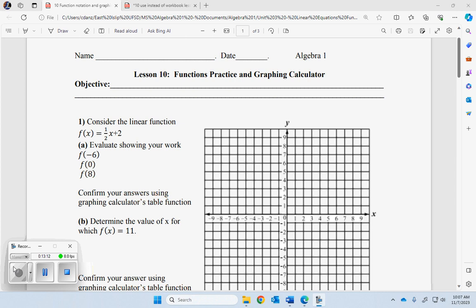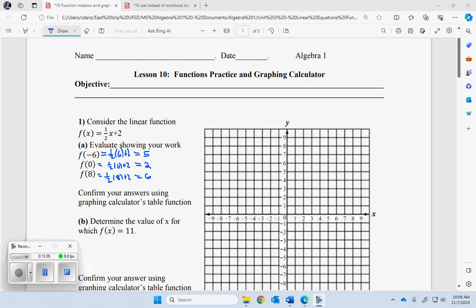So I'm hoping I could actually go through today's lesson rather quickly now since it is the same stuff. So consider the linear function where f of x equals 1/2 x plus 2 and evaluate showing your work. Why don't you do that right now? So at any time during this lesson, you may have to pause, especially when we take out those graphing calculators.